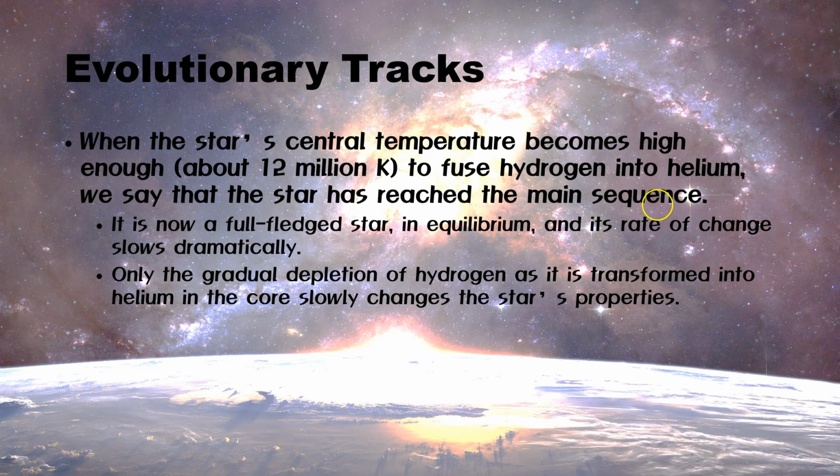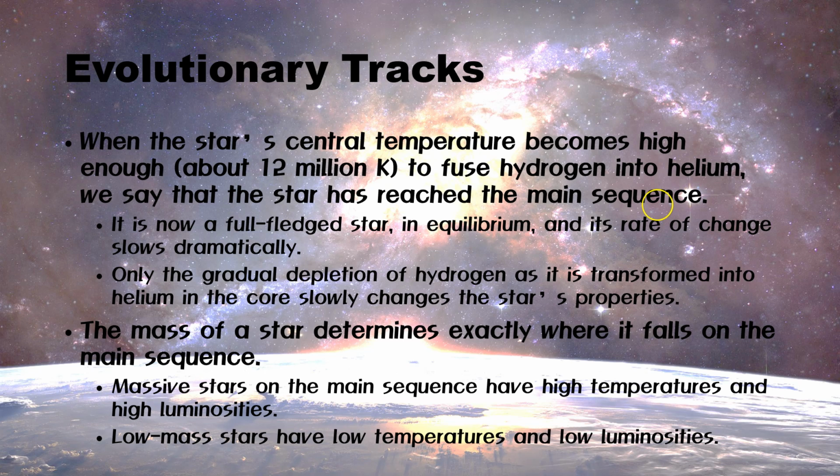Now, when a star's central temperature becomes high enough, we'll say about 12 million Kelvin, to actually fuse hydrogen into helium, we can say the star has reached the main sequence. It is now a fully fledged star. It's sitting in equilibrium between the gravity and the pressure, and its rate of change has now slowed dramatically. Now, only the gradual depletion of hydrogen is what we really have to worry about as it's transformed into helium in the core, because that's ultimately what's going to change the star's properties.